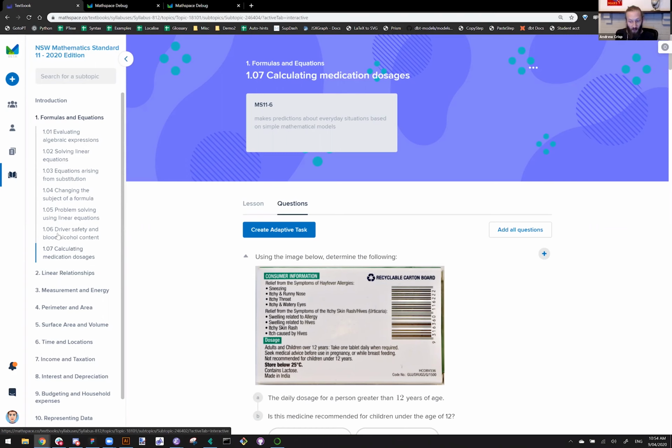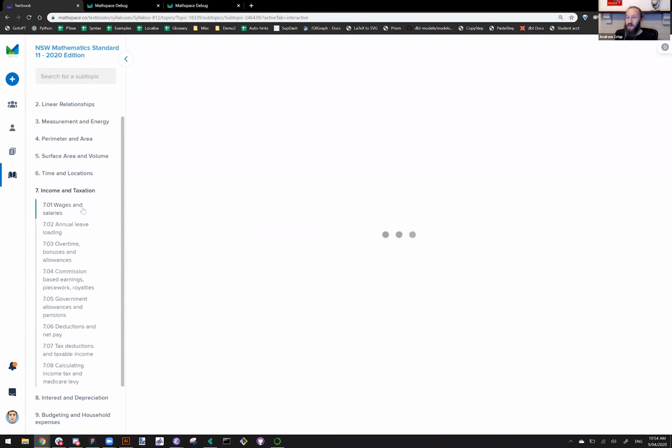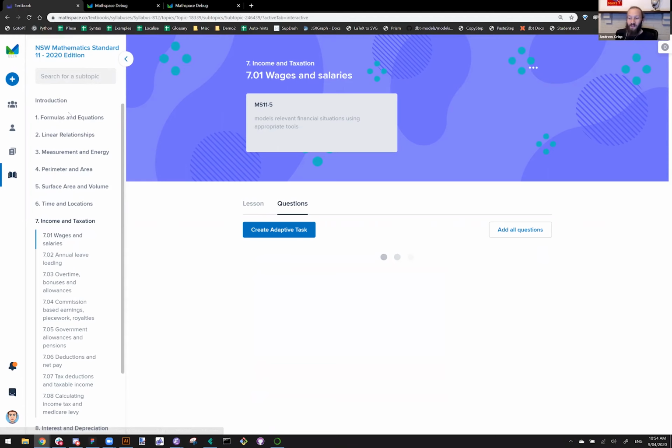Because it's not just these two subtopics. Everything that I discussed today, we're going to be using that in linear relationships, in measurement and energy, in perimeter and area. In every single one of these topics, we're going to be using the skills that I discussed today. Next time, I'm going to be taking a look at the income and taxation area. We're going to be talking wages, salaries, leave loading, overtime, all important stuff. And we're going to be using the skills we learnt today. After the holidays, we'll then move into some of the other topics.